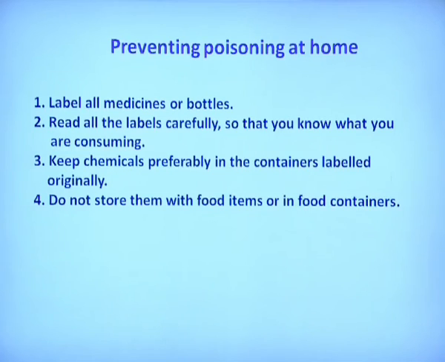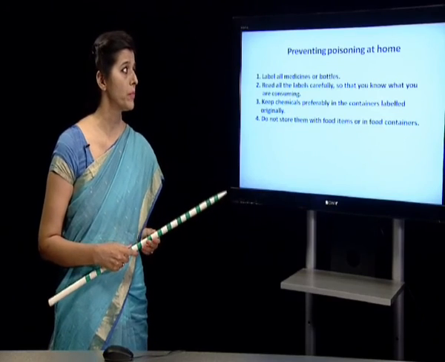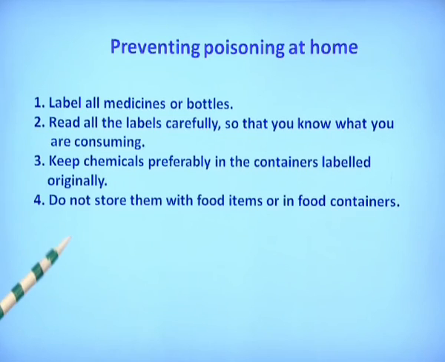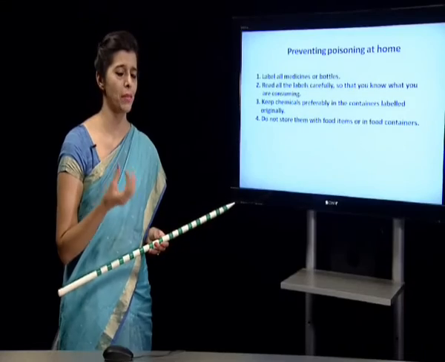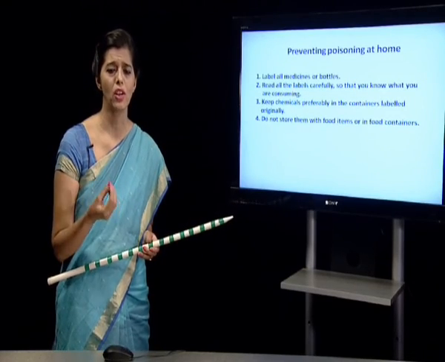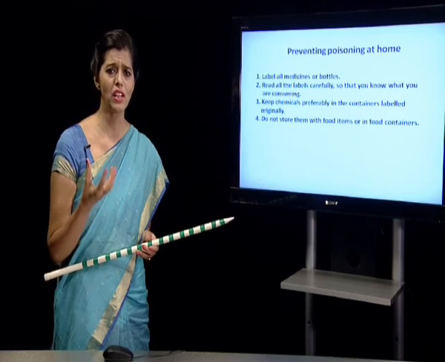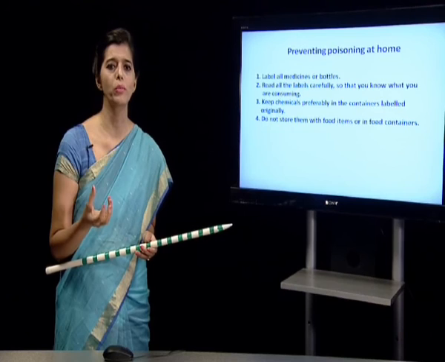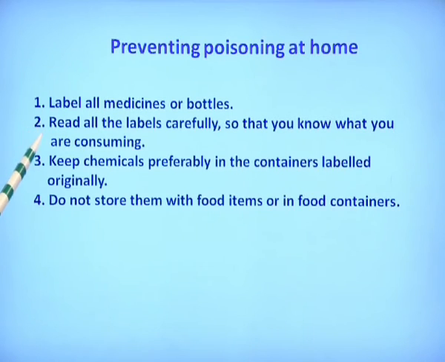Now another common accident which we discussed earlier also, it's about preventing poisoning at home. What are the steps we need to take care of? We need to label all medicines or bottles of chemicals, maybe of our cosmetics, of pesticides, insecticides. We need to label them so that people know this is of different purpose and not to be eaten. Then we need to read all the labels carefully so that you know what you are consuming. Keep chemicals preferably in the containers labeled originally.